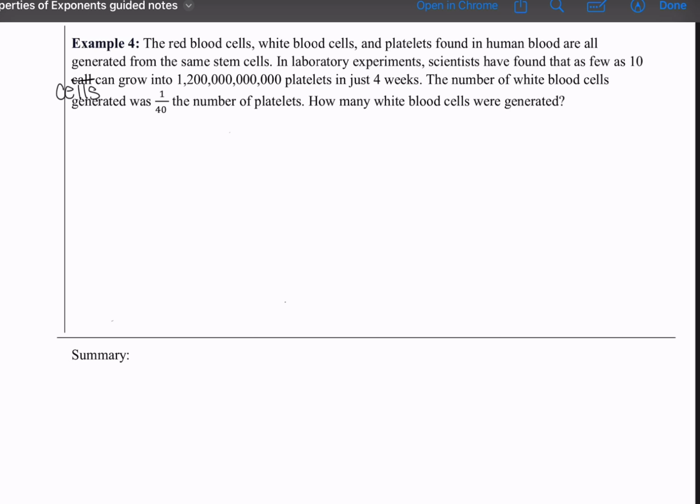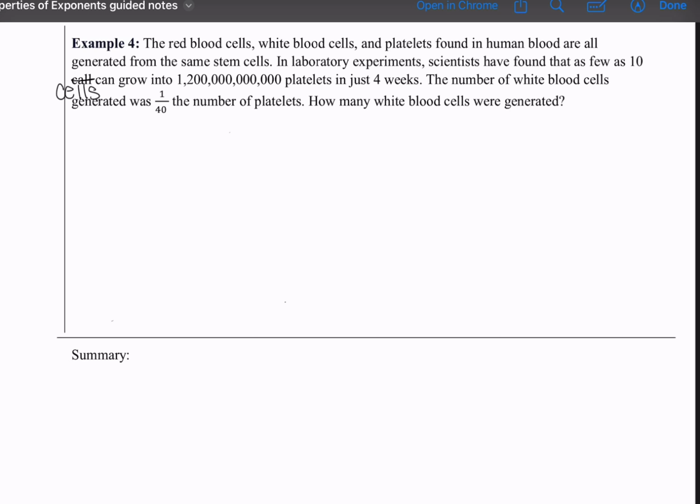In laboratory experiments, scientists have found that as few as 10 cells can grow into 1.2 trillion platelets in just 4 weeks. The number of white blood cells generated was 1/40th the number of platelets. And how many white blood cells were generated? Now, this is all really important life-saving information. White blood cells help with your immune system, and platelets help with injuries. So anytime that you get a cut, the platelets are the things that bind together to stop the bleeding.